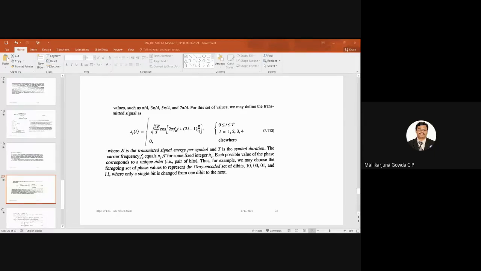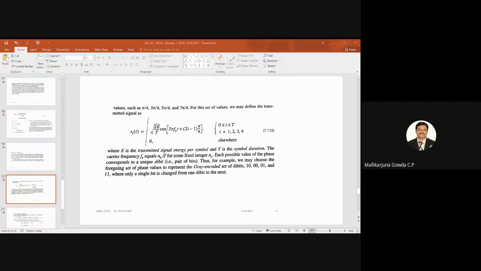So for this given set of phases, pi by 4, 3 pi by 4, 5 pi by 4, and 7 pi by 4, 4 phases are there. With respect to that, each dibit, meaning 2 bits, I can transmit with one phase. So 2 bits will be transmitted per symbol. Fine. I will show some more diagrams, then you will be able to get that clarity.